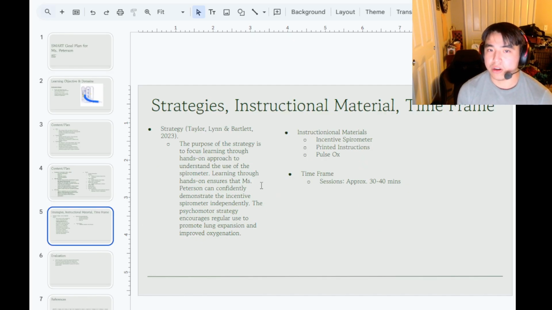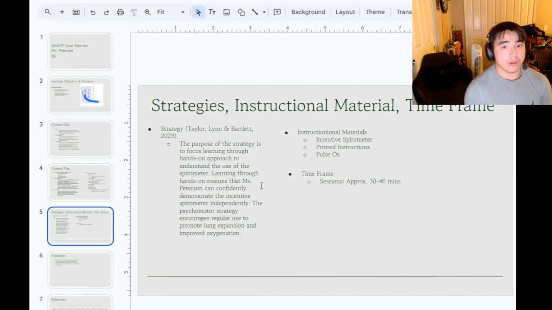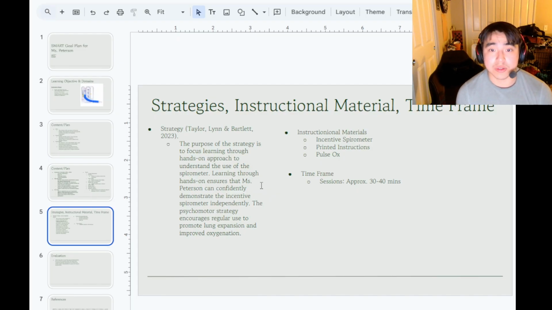And then we have our strategies, our instructional material, and the time frame of the process. The purpose of this psychomotor domain strategy is to focus learning through the hands-on approach to understand the use of the spirometer. Learning through the hands-on ensures that Ms. Peterson can confidently demonstrate the incentive spirometer independently. The psychomotor strategy encourages regular use to promote lung expansion and improved oxygenation.